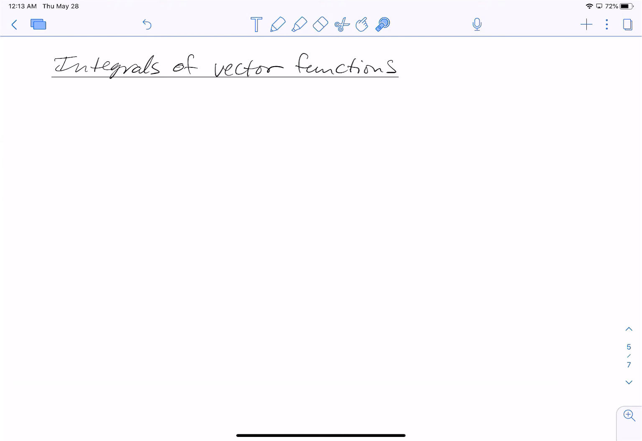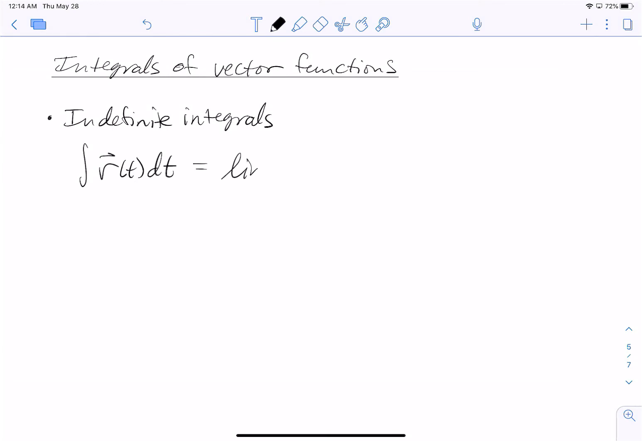When we consider integrals of vector functions, we can think about indefinite integrals and definite integrals. We'll start with indefinite integrals. The integral of r of t dt is equal to, by definition, the limit as n approaches infinity of the sum as i goes from 1 to n of r of t sub i times delta t. And just as with derivatives, the limit is applied to each of the component functions.